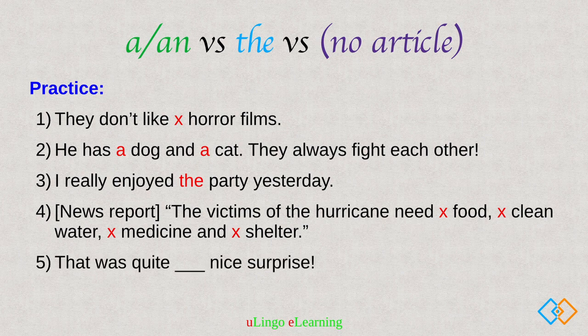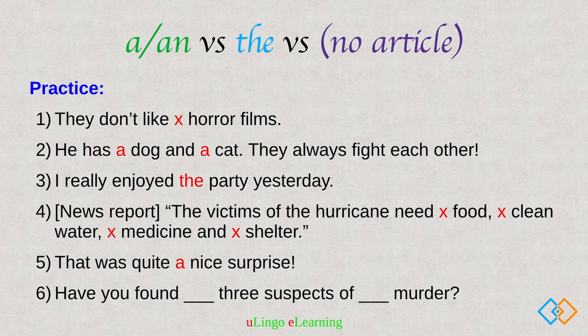Sentence 5. That was quite a nice surprise. And the answer is, that was quite a nice surprise. Sentence 6. Have you found 3 suspects of murder? And the answer is, have you found the 3 suspects of the murder? This sentence may be spoken by a lawyer or an investigator who are doing investigation about the 3 suspects of the murder, and they want to mean specific suspects and specific murder. That's why they say the 3 suspects of the murder.